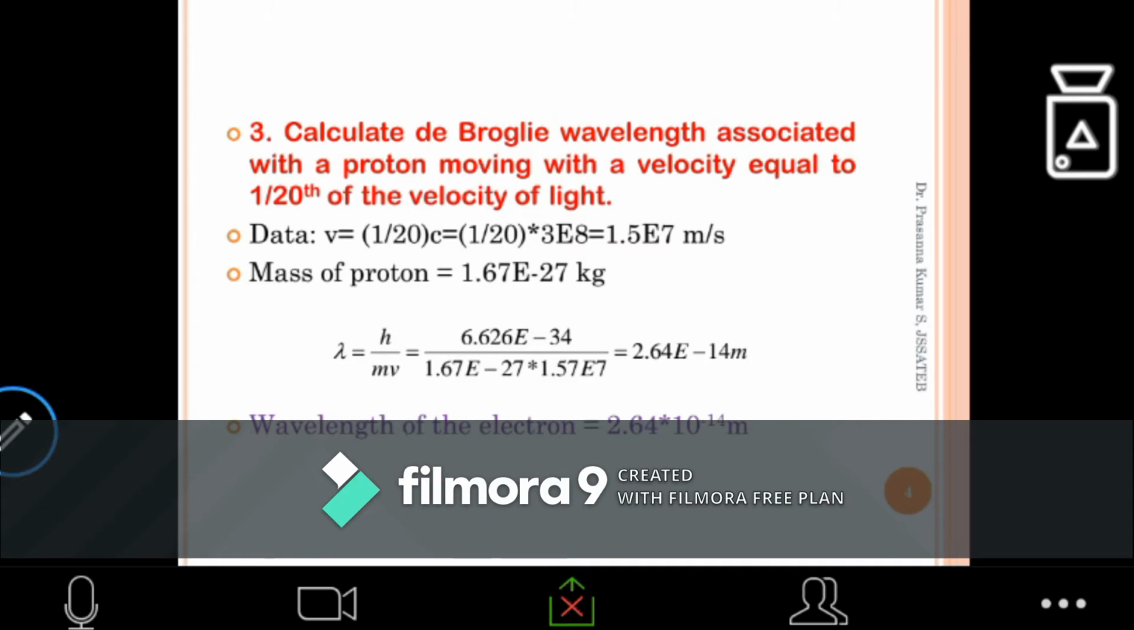If you do this, you will get 2.64 into 10 to the power minus 14. You know that angstroms are around 10 to the minus 10. So it is an extra order of 10 to the power 4. All these values can be physically measured, and in quantum mechanics it is an observed quantity. It is the wavelength of the proton, not the electron. You correct it. It is the wavelength of the proton.